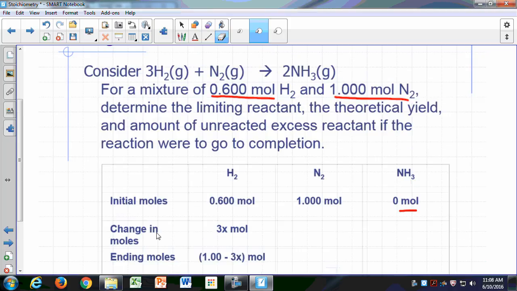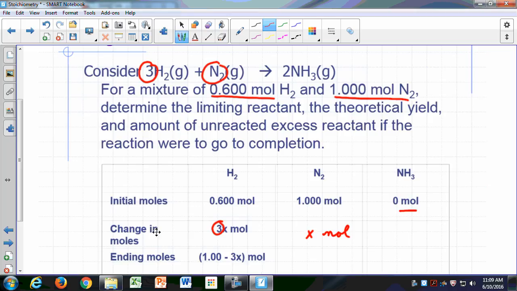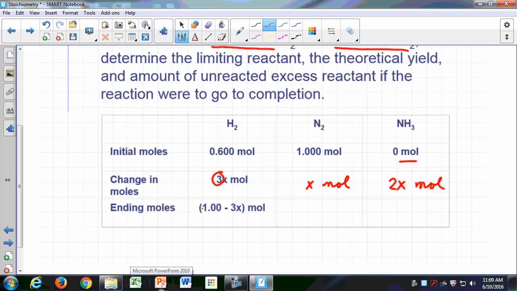Changes in moles according to the balanced equation would be 3x for hydrogen, 1x for nitrogen, so you're going to lose x moles of nitrogen by the time one of the limiting reactants is consumed, and you're going to make 2x moles of ammonia. So at the end, you're going to end up with, oops, sorry, this should not be 1, that should be 0.600 minus 3x moles of hydrogen. You're going to have 1.000 minus x moles of nitrogen, and you're going to have 2x moles of NH3.